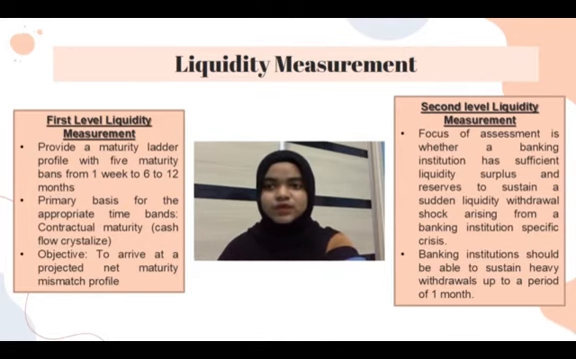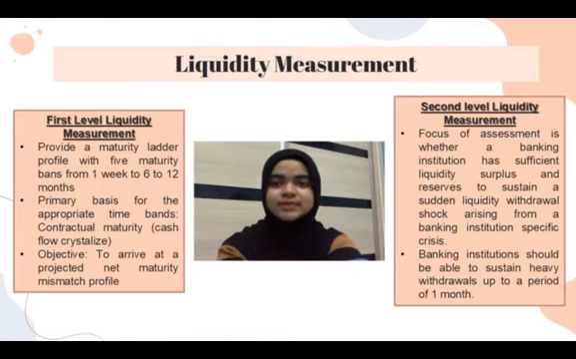Now, for the second level liquidity management, the focus of assessment is whether a banking institution has sufficient liquidity surplus and reserve to sustain a sudden liquidity withdrawal shock arising from a banking institution specific crisis. The liquidity measurement at this level takes into account the additional emergency funds that can be quickly realized from the sale of liquidable assets, which brings forward their maturity date, or drawn upon from formerly available credit lines. Banking institutions should be able to sustain heavy withdrawals up to a period of 1 month.